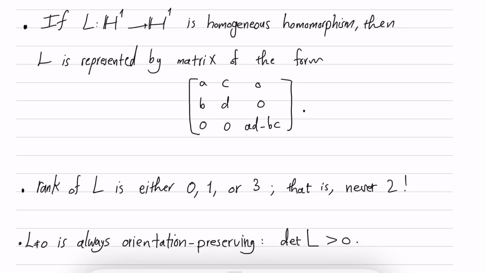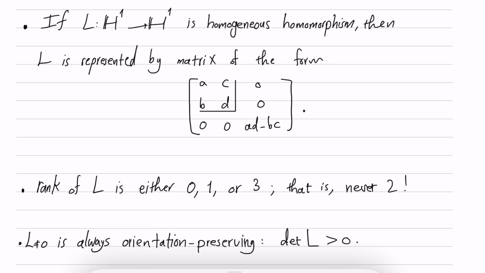We proved rigorously that the homogeneous homomorphisms from H1 to H1 have the following special matrix form. It's block diagonal and the last entry is exactly the determinant of the 2 by 2 submatrix in this corner. There are important consequences of this. This matrix can never have rank equal to 2.